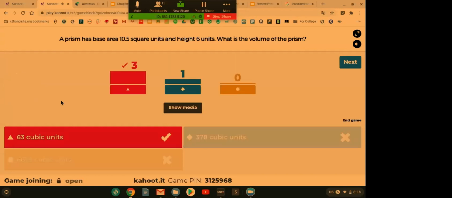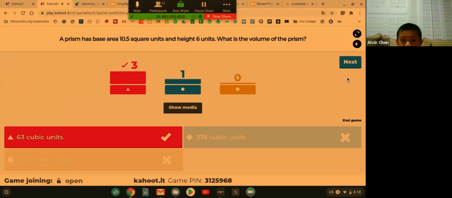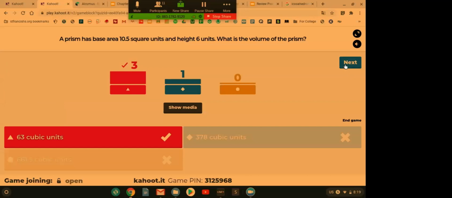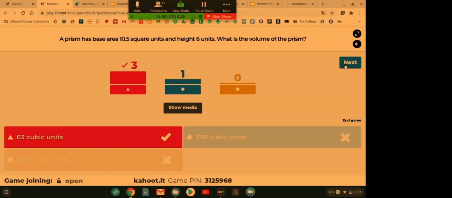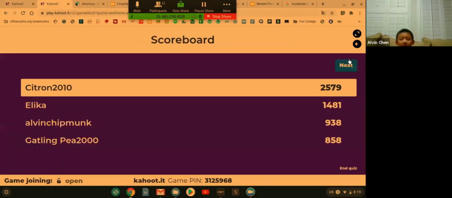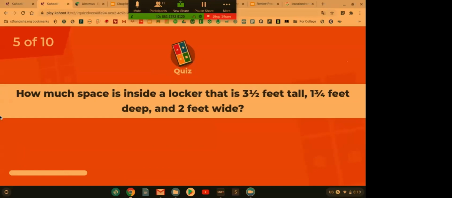Great. Wow, who gets 378 cubic units? My mouse slipped. Your mouse slipped. Yeah, but definitely I can still prove you wrong, because I'm still first. I ain't giving it up.